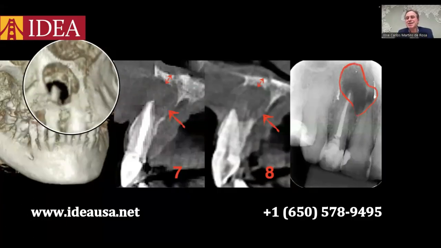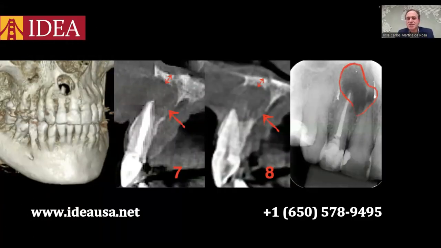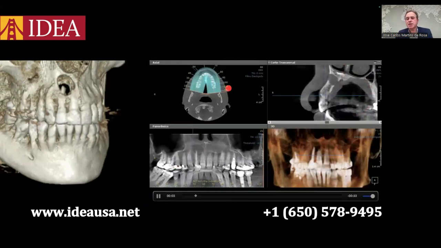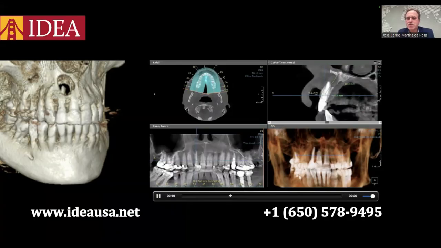And this is the size of the defect around number 7 and number 8. Let's have a look at this short video. Let's pay attention right here. The lesion is going to come and reach the lateral incisor, and is going towards number 8. Look at the communication between the lesion from the lateral and central incisor.